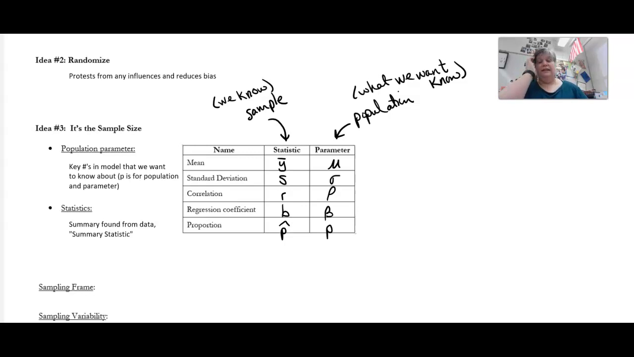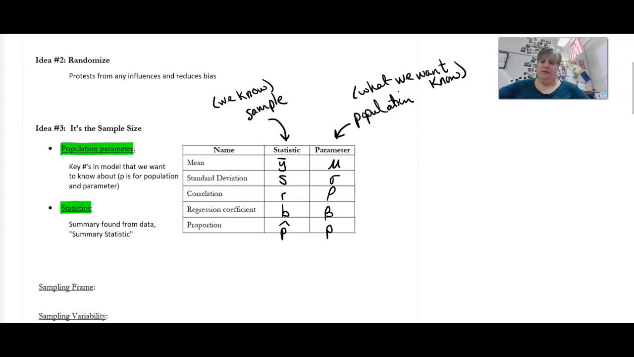What you should recognize is that the letters on the left, the statistics, are letters you recognize. That's English. But for parameters, it's like we don't know it. These are Greek letters that you're not familiar with. You might know them, but I like to help you remember the difference between the two. Okay, so let's make sure we highlight some of this stuff.